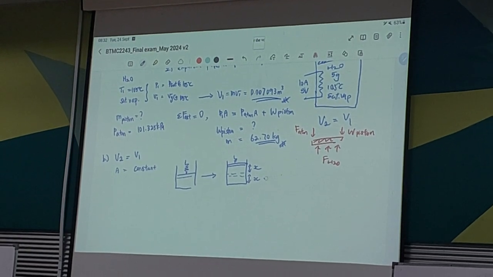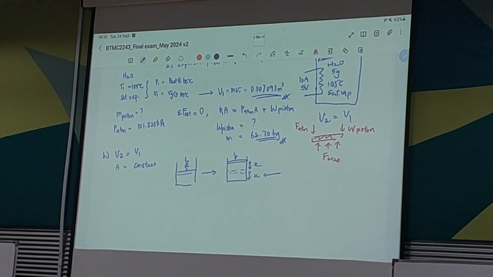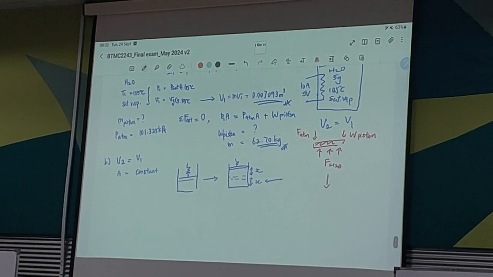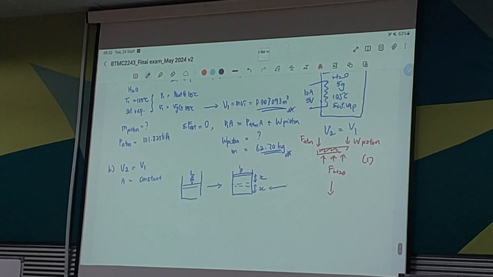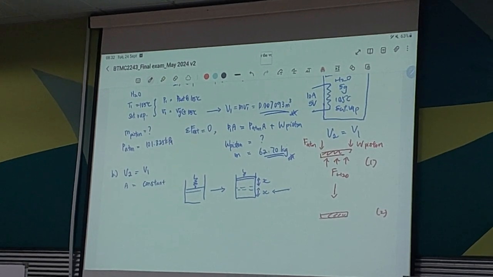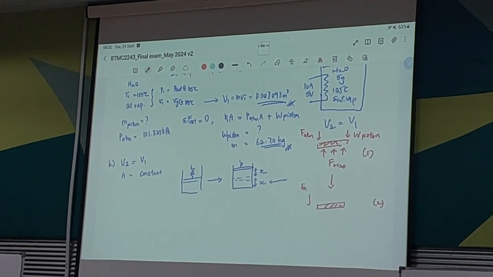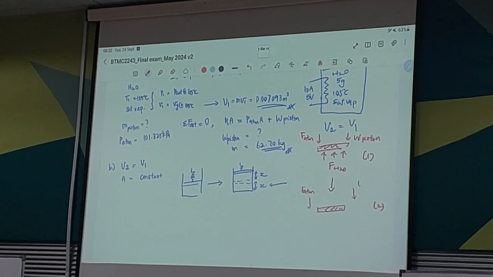So why do we need this value? Because this is the same type of question as we talked about in the tutorial. We can actually reuse this diagram here. So this is in state 1. In state 2, what happened here is that once it has been expanded, you still have F atm, you still have the weight of the piston.